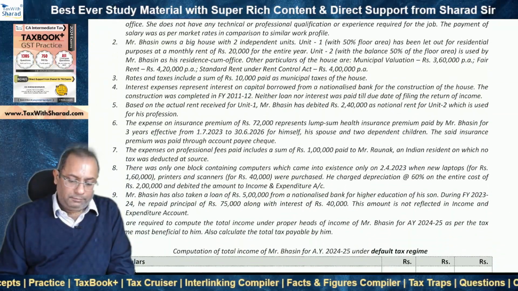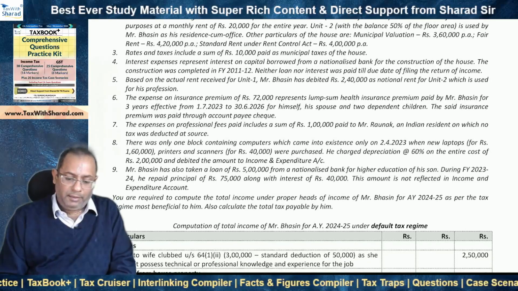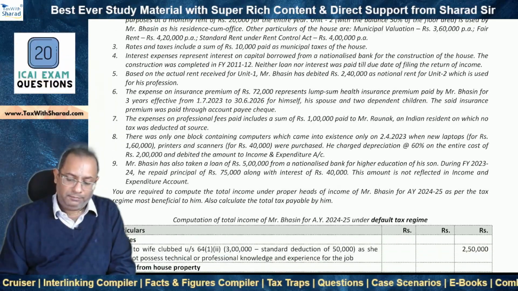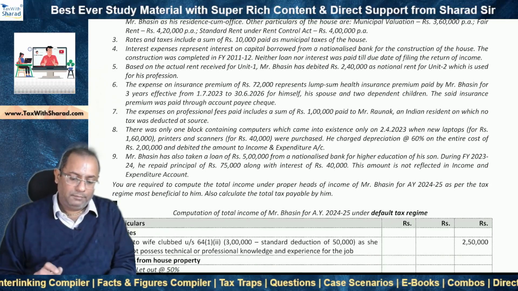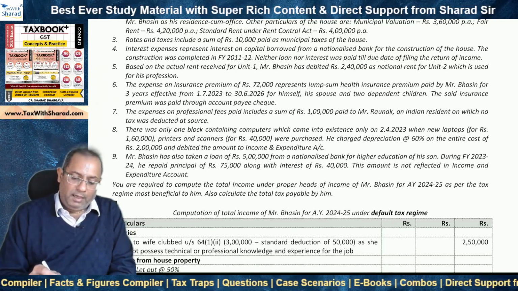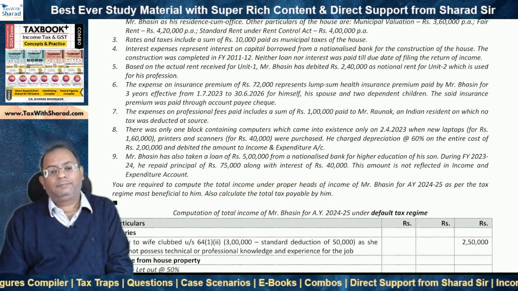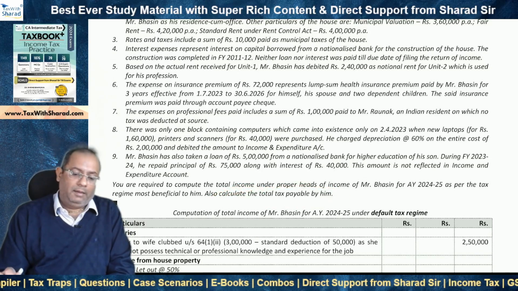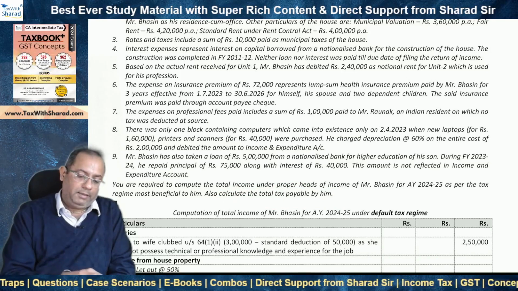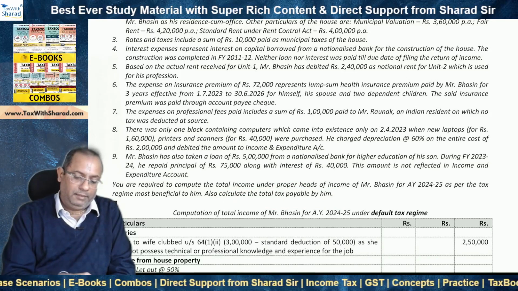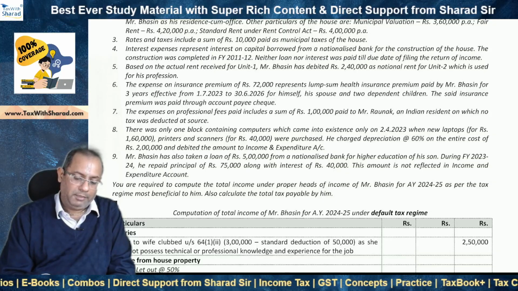And there is an element as regards the TDS under section 194B from lottery. And the question asks us to calculate the total tax payable by Mr. Basheen. Now what we need to notice, there is a difference between tax liability and tax payable. There is a difference between tax liability and tax payable.